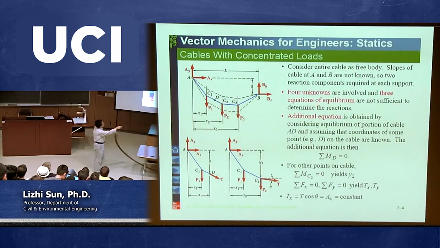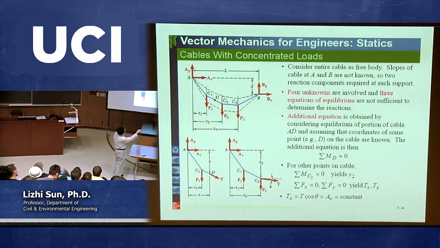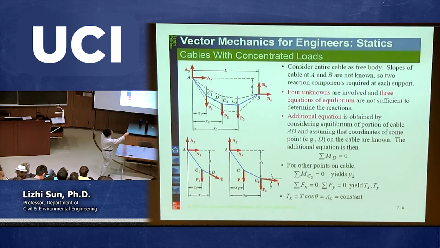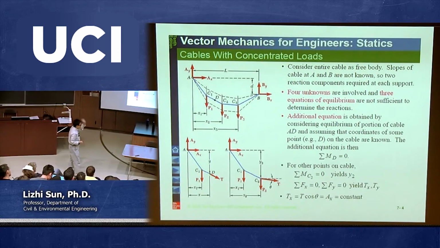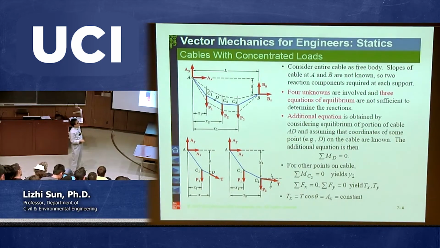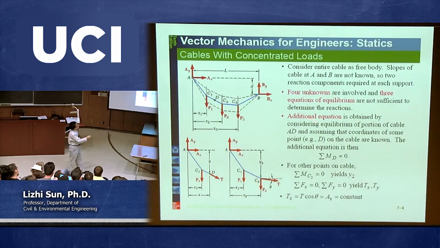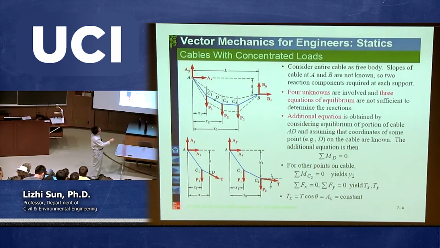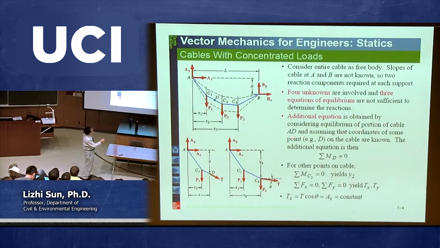So in principle we have 4 unknowns. There's no way because we only have 3 equilibrium equations for the entire structure. That's why it is not sufficient to determine all the reactions. But that's fine because this is the cable problem. Then what we're going to do is create an additional equation. That additional equation can be obtained by considering an equilibrium of part of the cable.